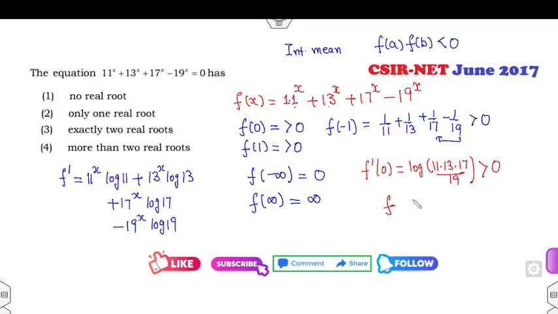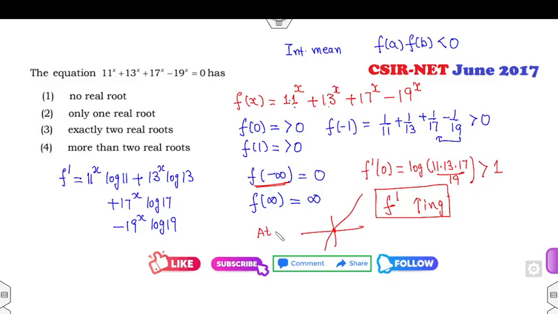That means it's greater than 1 because it's greater than 10. So log of 10 is greater than 1. That means f' is an increasing function. Once f' is increasing, the derivative is increasing, so it can never decrease.